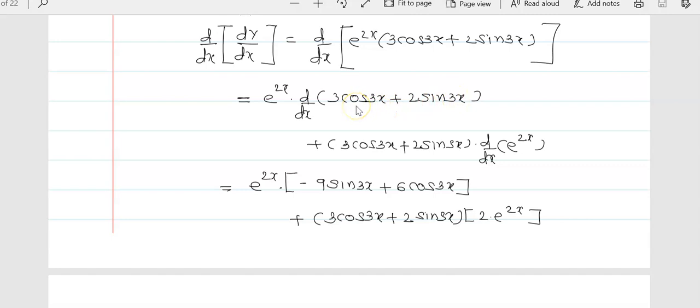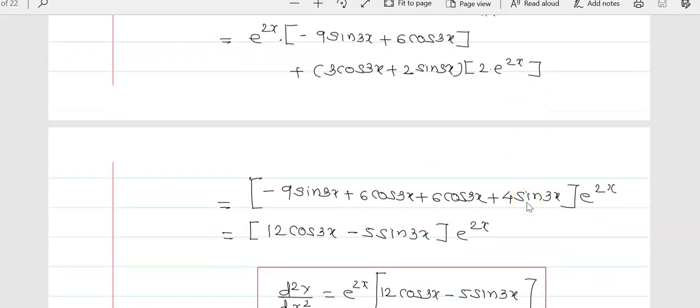Therefore, the derivative of 3 cos 3x plus 2 sin 3x: the derivative of cos 3x is minus sin 3x, the derivative of 3x is 3, 3 into 3 is 9, that is minus 9 sin 3x. Again, the derivative of sin 3x is cos 3x into the derivative of 3x, which is 3, 3 into 2 is 6, plus (3 cos 3x + 2 sin 3x) into the derivative of e^(2x), that is 2 e^(2x). Next, we take e^(2x) as common. Then in brackets, you will get minus 9 sin 3x plus 6 cos 3x plus 6 cos 3x and plus 4 sin 3x. If you multiply 2 into 2, that is 4, and 2 into 3, this is 6.